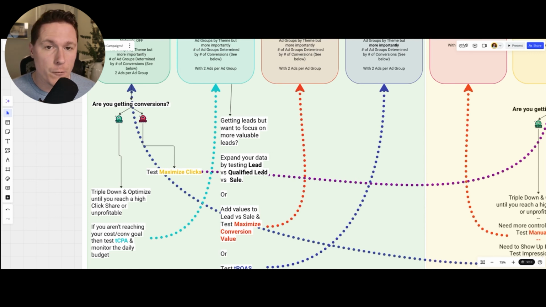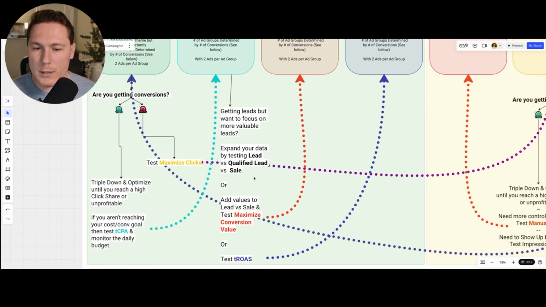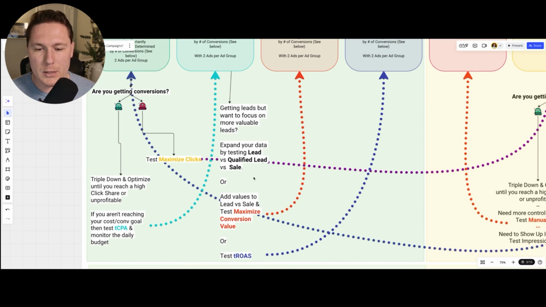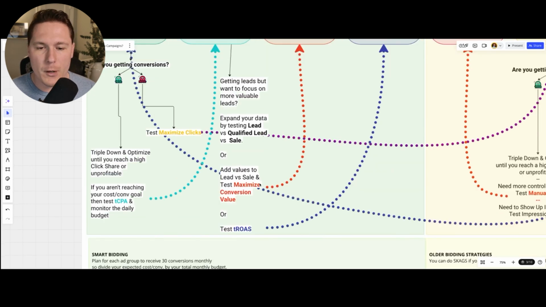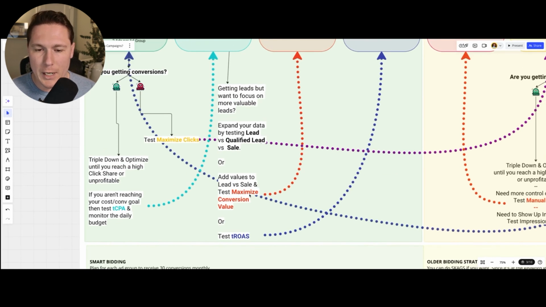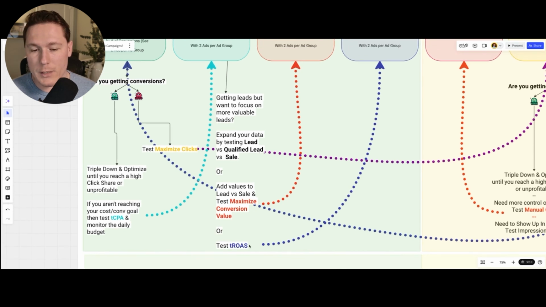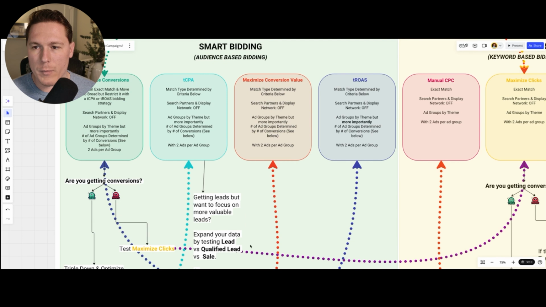You can do that through the form that you're having people go through and ultimately ask qualifying questions and then send the unqualified leads to a different landing page, and don't let that be the primary objective. Now, that's one way to do it, or you can add values to the lead and sale conversion objective. And this would require you being able to pipe that data back from the CRM into Google Ads. So you can test maximize conversion value, or even testing tROAS from a target standpoint. And that would be a great idea, but start with maximize conversion value and then move over to tROAS.